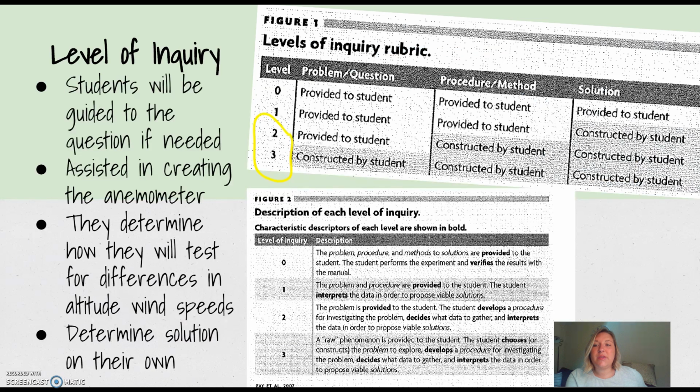I would consider this to be a level 2 or level 3 inquiry activity. They are more so creating that question on their own. They are going to be working through that procedure on their own, developing their plan for testing with their anemometer, and then coming up with a solution on their own as well. Really the only thing that I would probably help them with is creating that anemometer like I had mentioned. So this is really going to depend though on the group of students I have and how much inquiry instruction they've had in the past. So that would kind of differ.